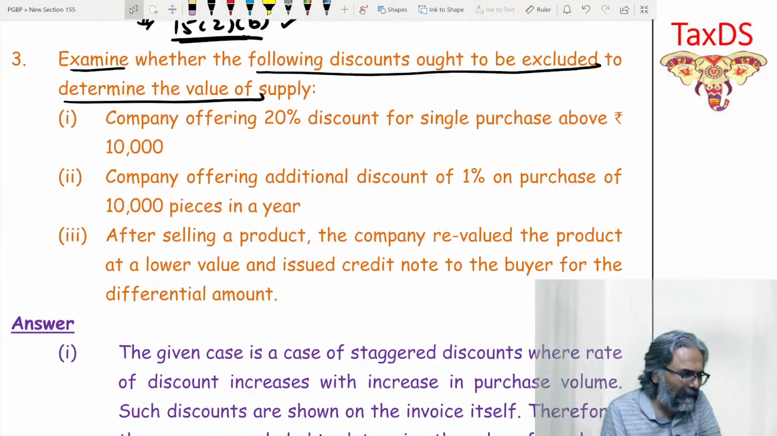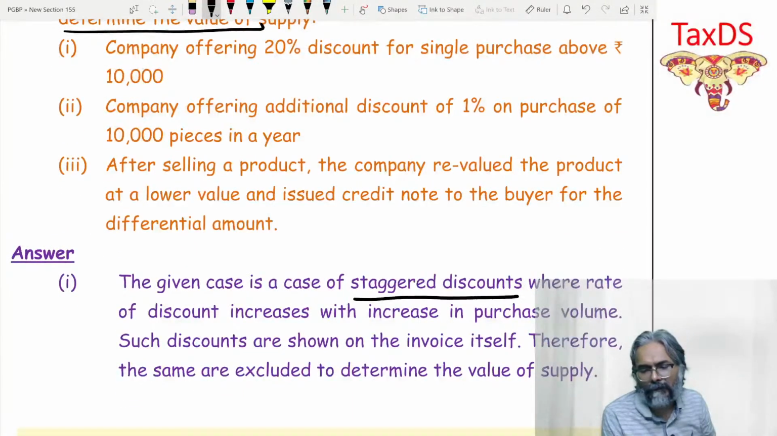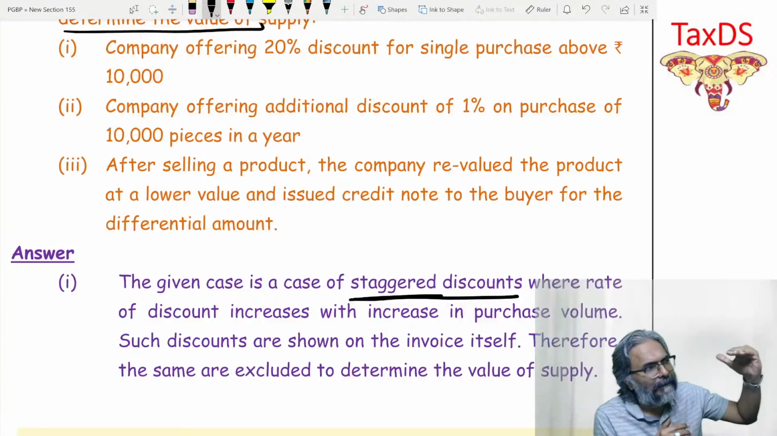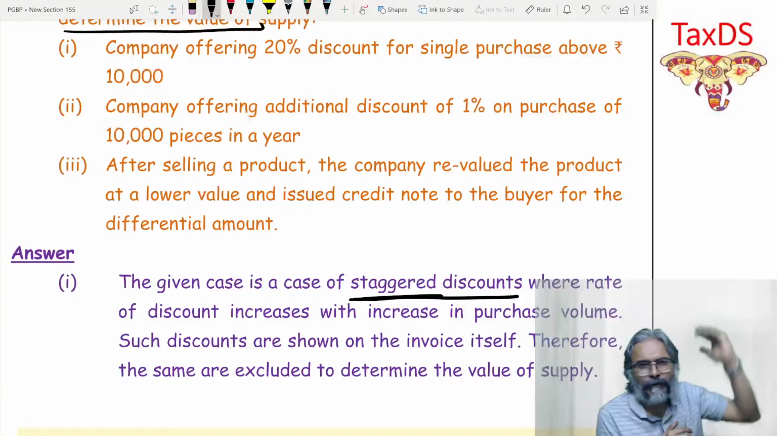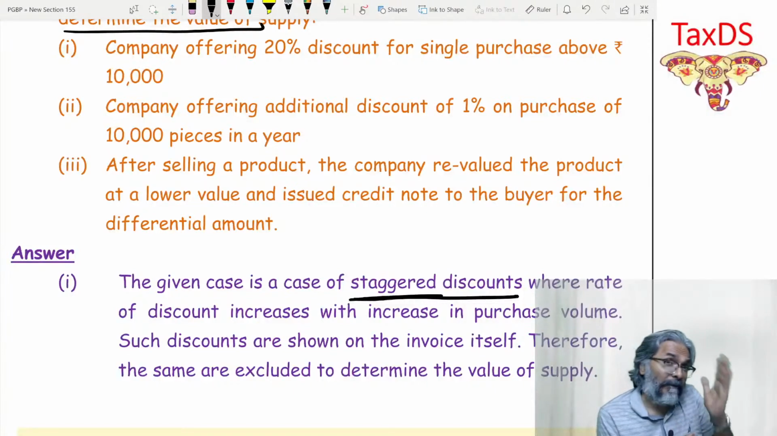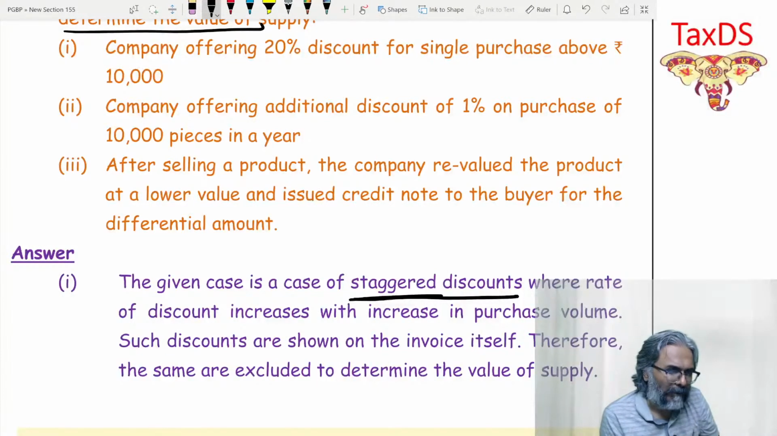Now, students, over here, if you see, they use the word staggered discount. Now, what is staggered discount, students? I must tell you this. Staggered discount means, as you keep increasing the quantity of your purchase, the discount rate would also increase. Like for example, if I purchase 2, I'll get 5% discount. If I purchase 3, I'll get 10% discount. If I purchase say 4 and above, I'll get 20% discount. These types of discounts are known as staggered discount.